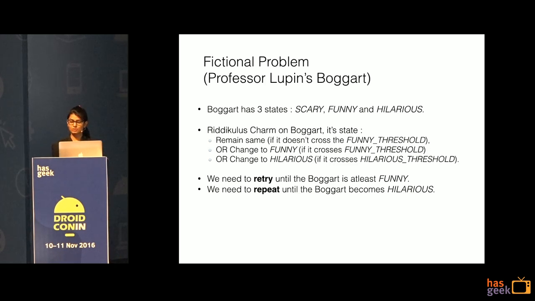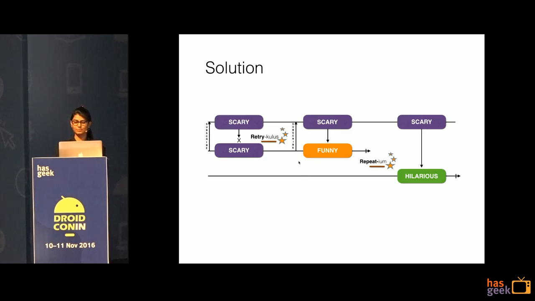So to state the problem, boggart has 3 states: scary, funny, and hilarious. We want to perform a ridiculous charm on boggart. The state of boggart will remain the same if it doesn't cross the funny threshold. It will change into funny if it crosses the funny threshold. It will change into hilarious if it crosses the hilarious threshold. So we need to retry until the boggart state is at least funny. Then we need to repeat this task until boggart becomes hilarious. So let's look at the marble diagram.